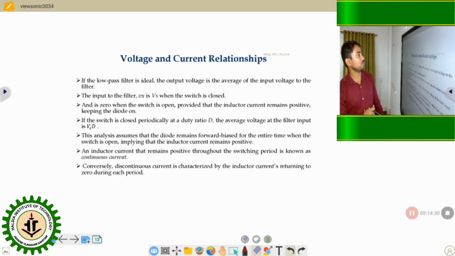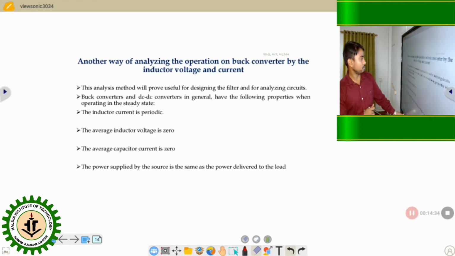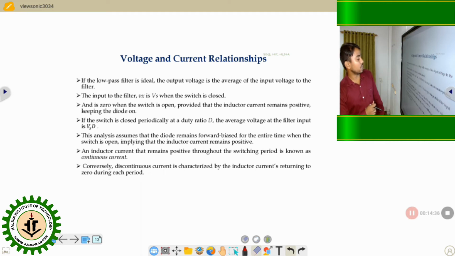Our assumption is that the inductor current remains positive throughout the switching period. It is known as continuous current. So the inductor current will be continuous, not discontinuous, and not zero. This is our assumption. Another assumption is that the switching element, the switch, is ideal. Got it?